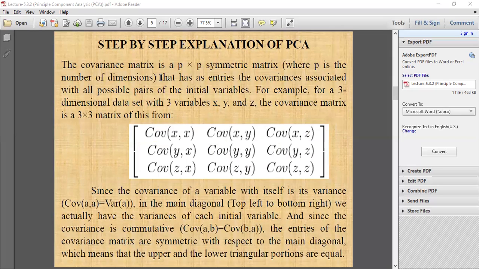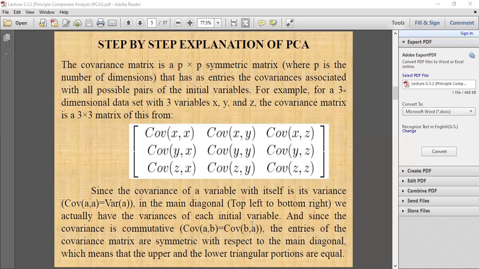The covariance matrix is a p by p symmetric matrix, where p is the number of dimensions. If you have 2 dimensions, then you have to create a 2 by 2 matrix, and if you have 3 dimensions, then you have to create a 3 by 3 covariance matrix. That is a 3 by 3 matrix of the form: covariance xx, covariance xy, covariance xz, covariance yx, yy, yz, zx, zy, zz.